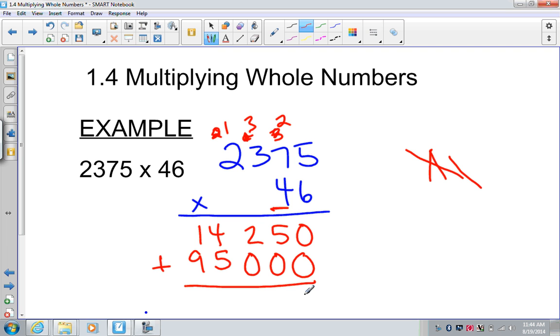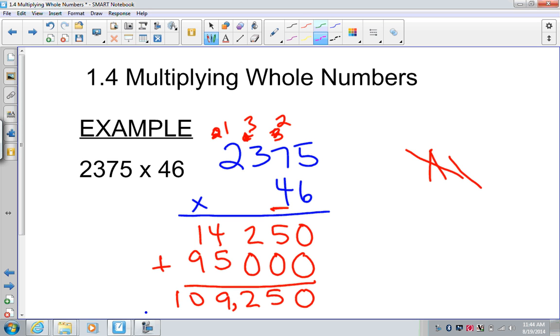So 0 plus 0 is 0. 5 plus 0 is 5. 2 plus 0 is 2. 4 plus 5 is 9. And 9 plus 1 is 10. So our final answer is 109,250.